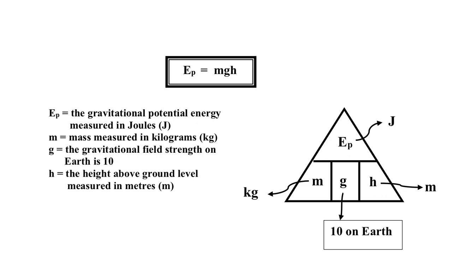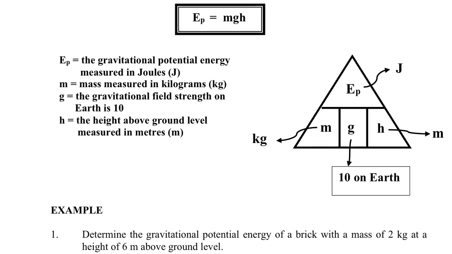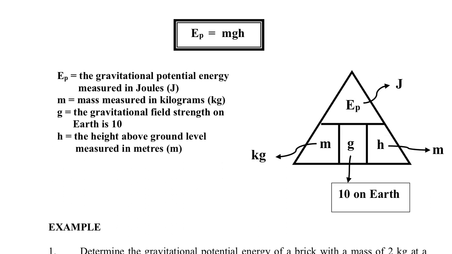So we are now going to use this formula, and we are going to put it into a formula triangle, which I like to do in grade 8. So here's your formula triangle. The potential energy is equal to mass times gravity times height. The potential energy is going to be measured in joules. This is very important. The mass in kilograms.